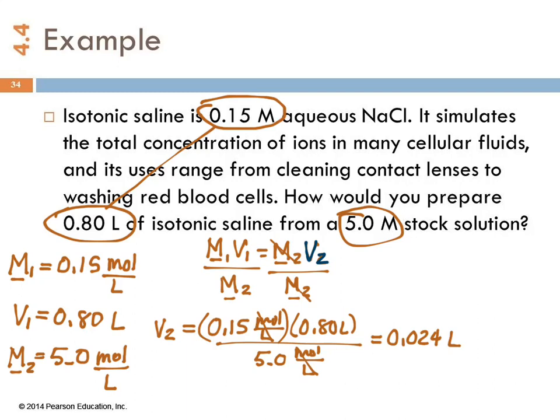Does that answer the question? What's the question? How would you prepare this solution? 0.024 liters. It doesn't answer the question. You did the hard calculating part, but you're not really done yet. What is this number telling us? This is how much of the stock solution we need to add, and we need to dilute it to 0.8 liters.